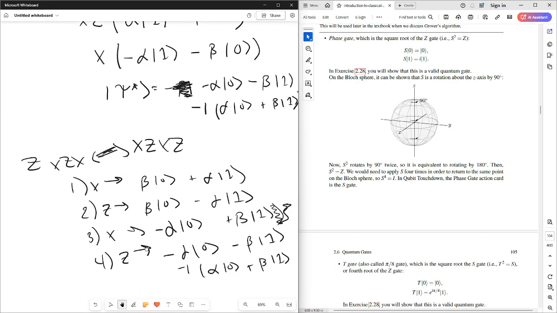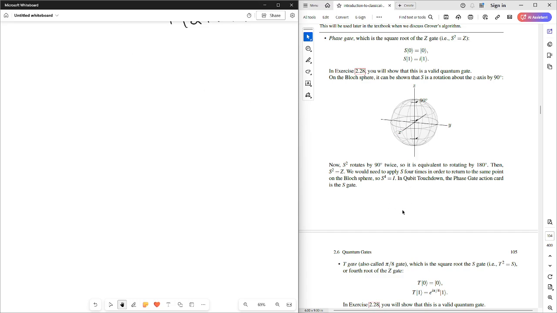All right. S gate, or aka the phase gate. What is that? Phase. Okay. Phase gate, also known as the S gate. It's the square root of the Z gate, and it causes a 90-degree rotation around the Z axis.